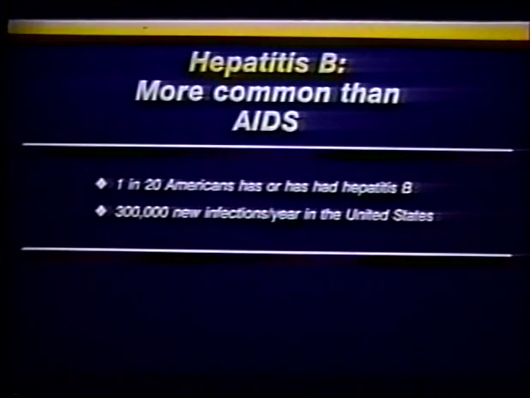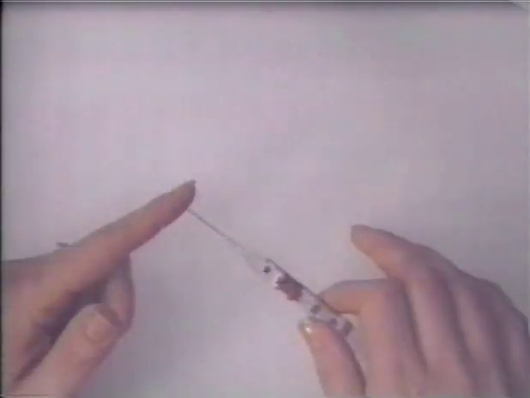Hepatitis B is also a lot more common than AIDS. About 1 in 20 Americans has or has had hepatitis B at some time in their life. And there are 300,000 new infections per year in the United States, despite the fact that there's a vaccine available to prevent the disease.